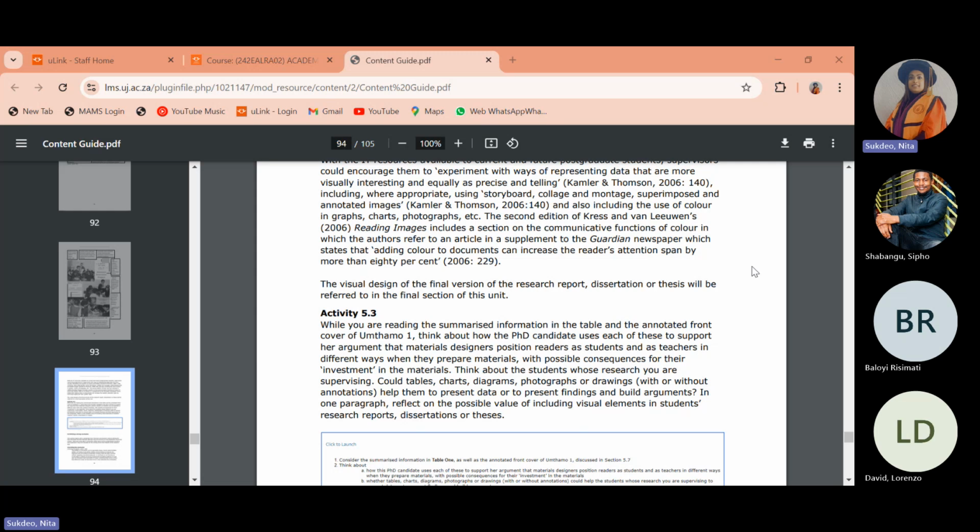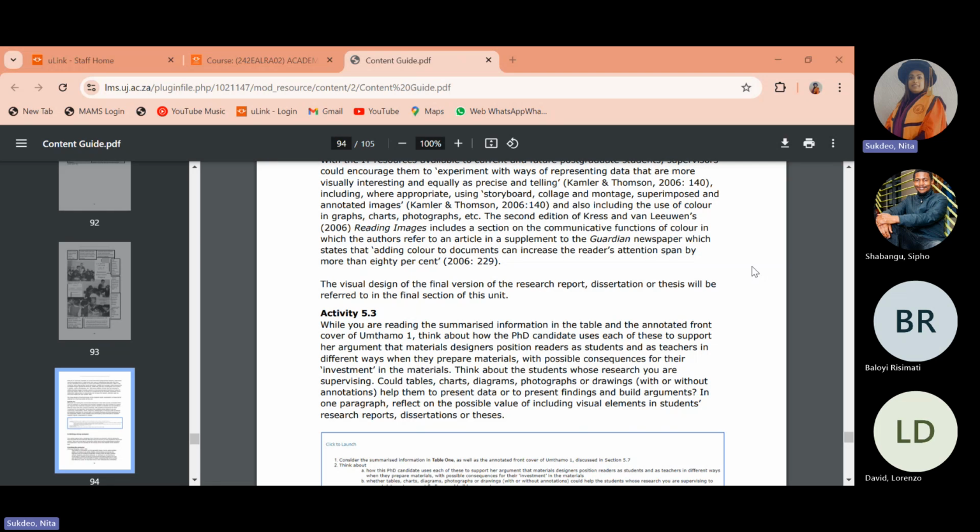Because generally in your chapter 4, your research results and findings, this is where you will have your charts and diagrams that support your argument. So you're giving a pictorial view of what your findings are, because you're still going to give a narrative of what is in that diagram.